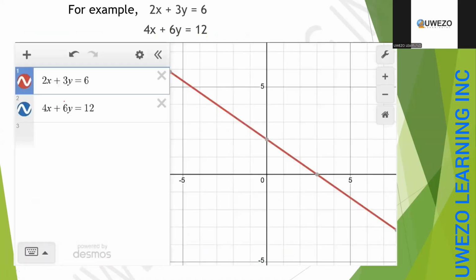For example, if we have 2x plus 3y equal to 6 and 4x plus 6y equal to 12, the ratios of all x and y coefficients and the constants are the same. Hence, we see only one line, both the lines are overlapping. Hence, we have infinite points of intersection, hence infinite solutions.